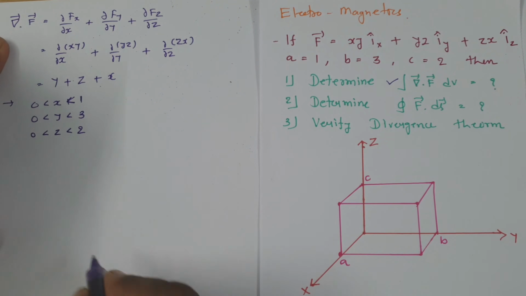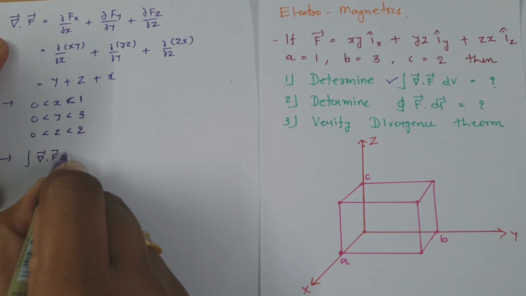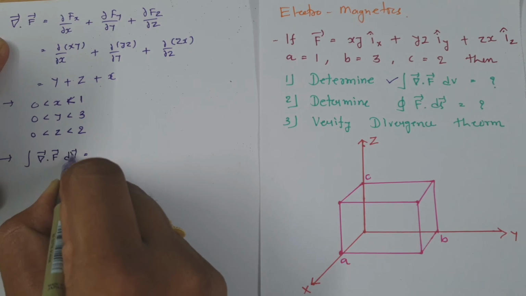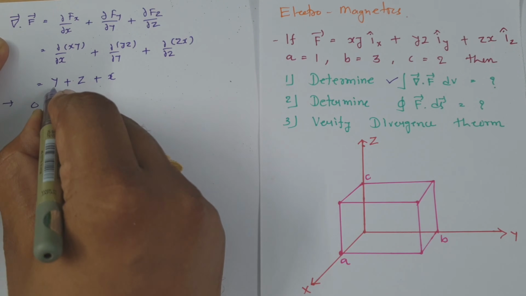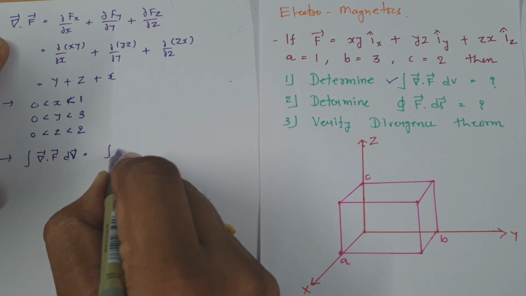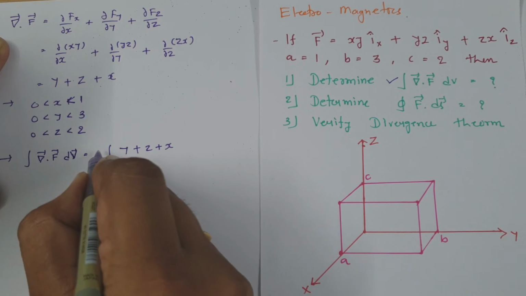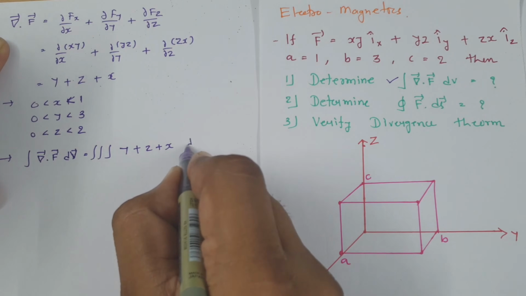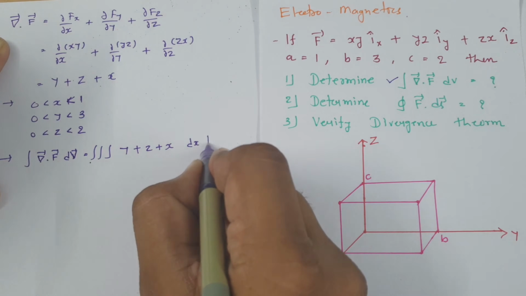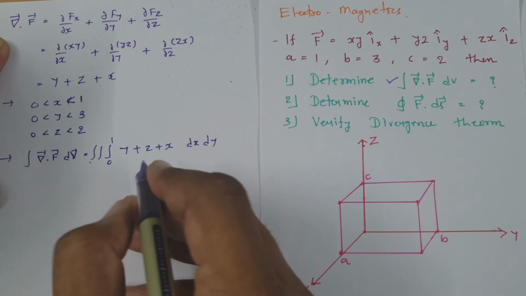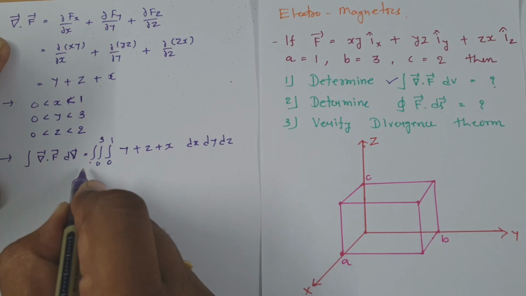Now let us calculate this. Del dot F is y plus z plus x, and here there is a triple integration where x varies from 0 to 1, y varies from 0 to 3, and z varies from 0 to 2.